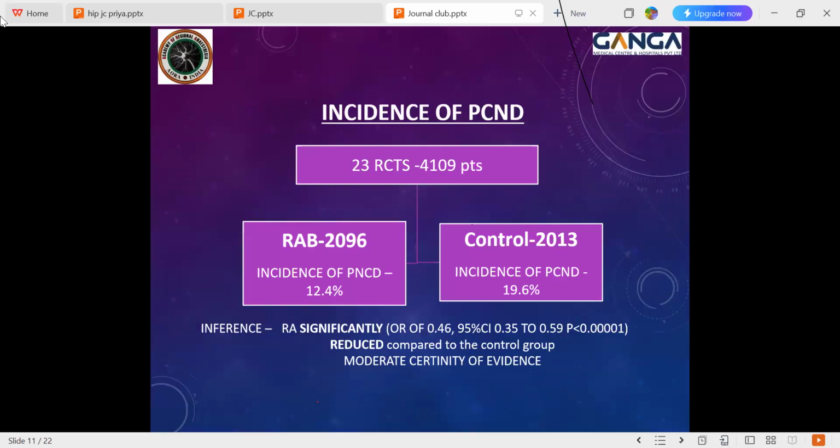For the incidence of post-operative cognitive dysfunction in 23 RCTs, that is 4,109 patients, the incidence was found to be 12.4% in the regional anesthesia block group and 19.6% in the control group, which shows that regional anesthesia significantly reduces the incidence of post-operative cognitive dysfunction.